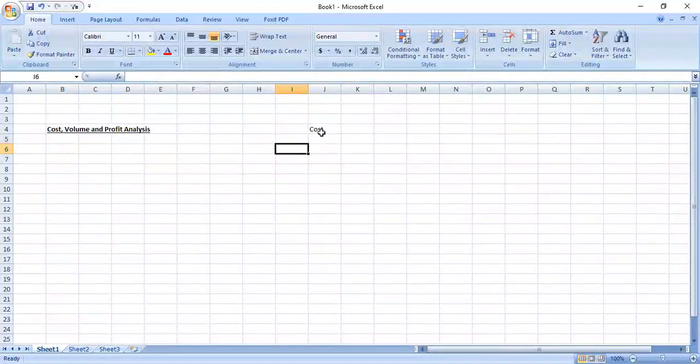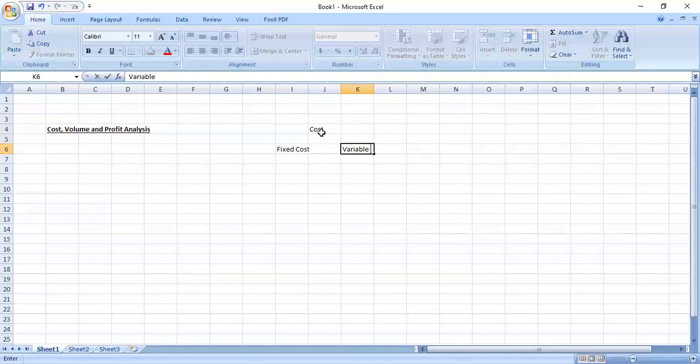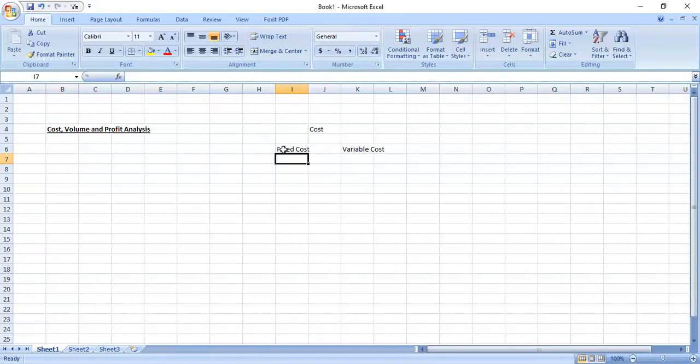Cost, we split it as fixed cost and variable cost. This is our main cost classification. We don't split the cost as direct or indirect. Okay. So what happens here is, this is the format, right? If you know this format, you can do this sum. What is the format? You need the sales income.